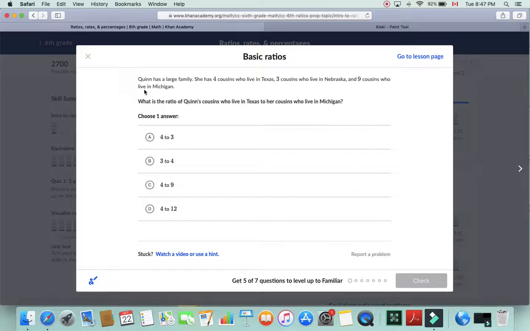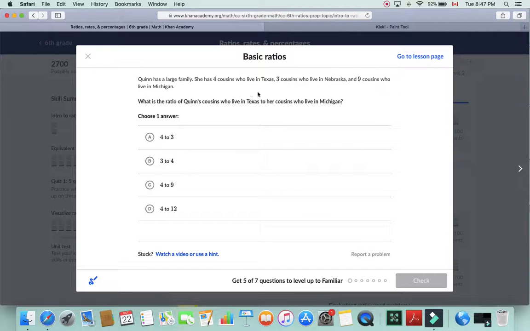Okay, Quinn has a large family. She has 4 cousins who live in Texas, 3 cousins who live in Nebraska, and 9 cousins who live in Michigan. What is the ratio of Quinn's cousins who live in Texas to her cousins who live in Michigan?